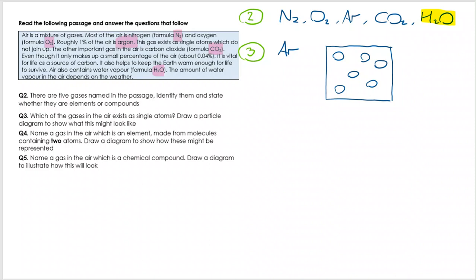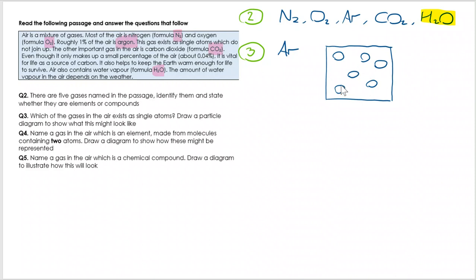So they're the 5. And we then wanted, for number 3, which of the gases in the air exists as single atoms? Well, the only one, we've got 3 elements, nitrogen, oxygen and argon. Argon is the only one with individual atoms.